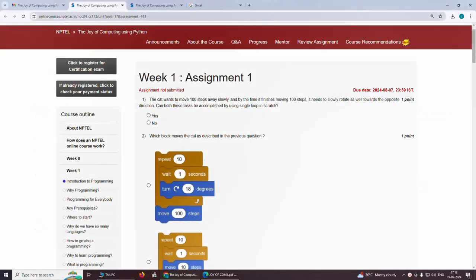Hello viewers, in this video we will see the solution to assignment 1 for the course The Joy of Computing using Python. First question, the cat wants to move 100 steps away slowly, and by the time it finishes moving 100 steps, it needs to slowly rotate as well as move towards the opposite direction. Can both these tasks be accomplished by using a single loop in Scratch? We'll see the solution.